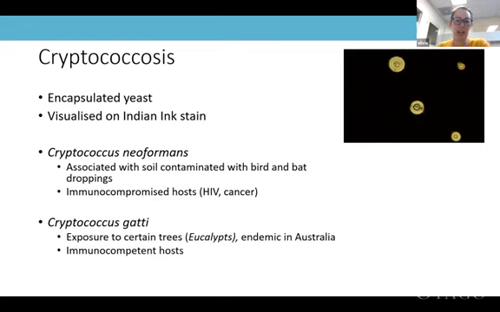And then there's this other species called Cryptococcus gattii, which is only endemic in certain regions of the world, particularly Australia, and it's related to exposure to a particular type of tree. So eucalyptus, it's the river red gum tree particularly. Generally this tends to affect immunocompetent people, and they can present in the same way, so they can get cryptococcal meningitis, but not have the underlying immunocompromise that the neoformans patients have.